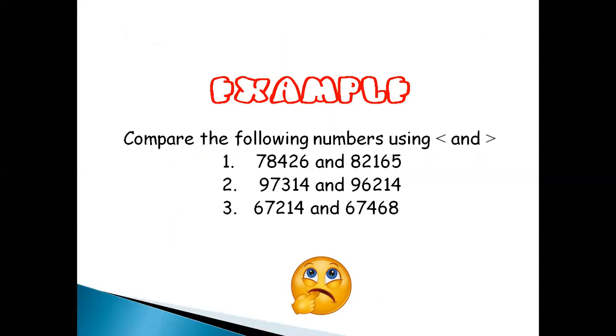Now let's get this example. Compare the following numbers using the little less than and greater than sign. So this is the less than and this is the greater than sign. So you have to compare these numbers using the signs. I have 78426, 82165, 97314, 96214, 6714, and 6768.